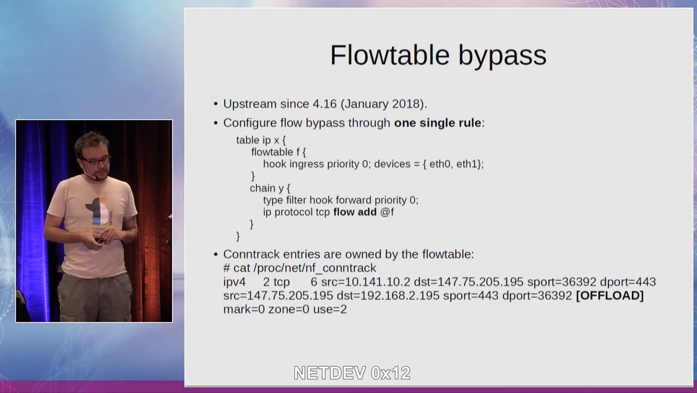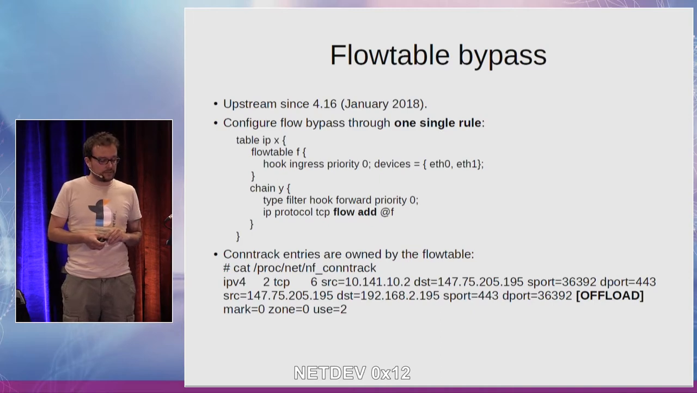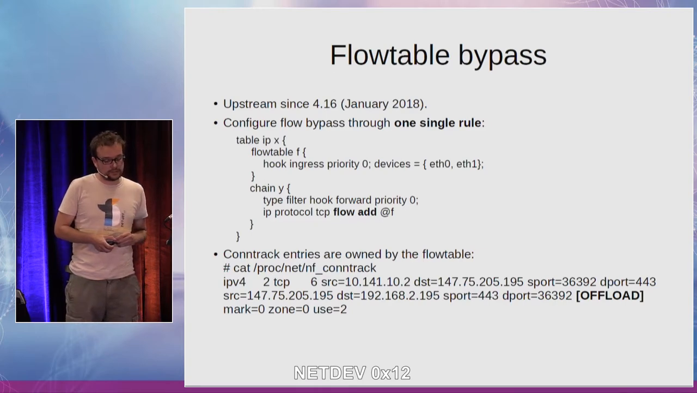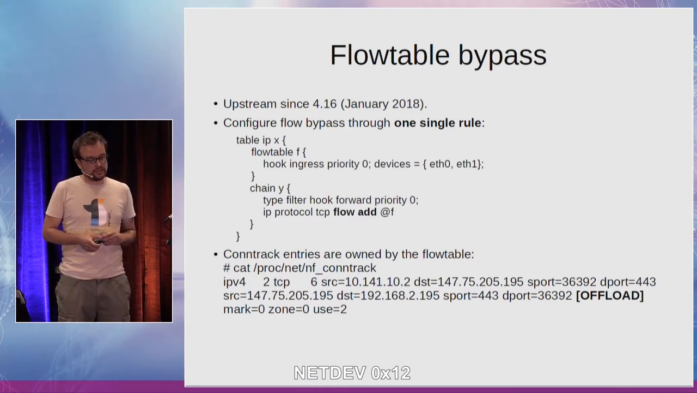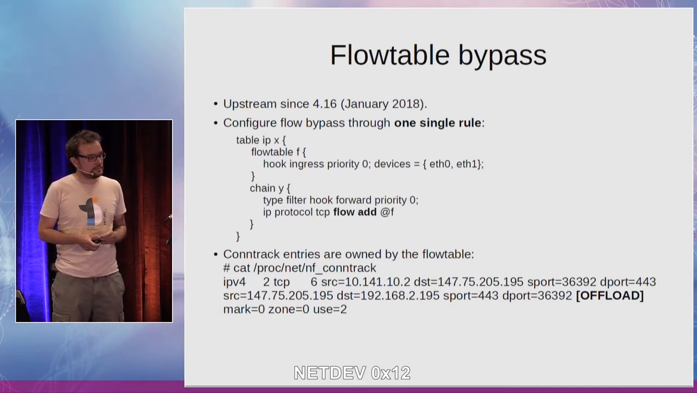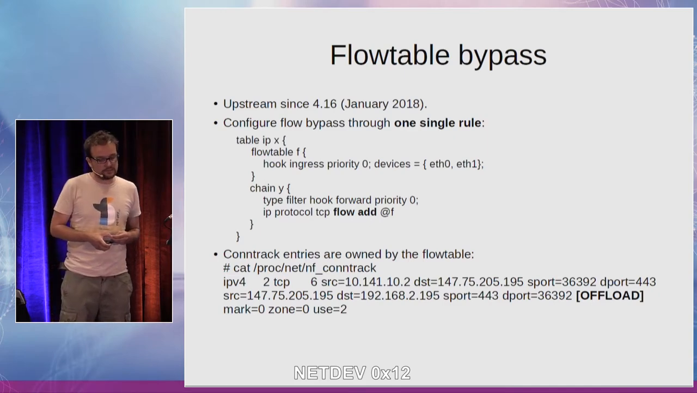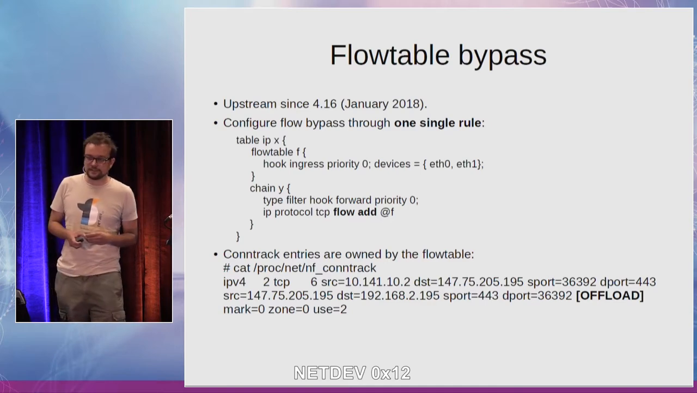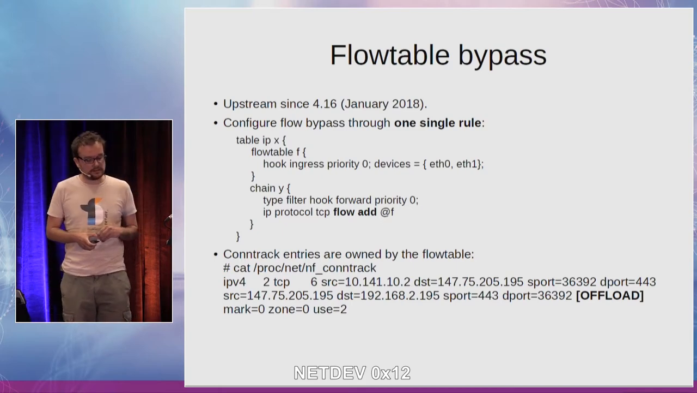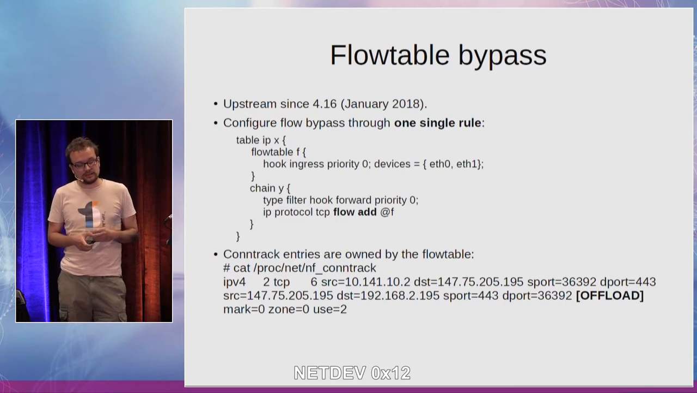So there you define a flow table F, and for that flow table F you have to specify where to hook it. It's going to be at the ingress, so far the only hook that we support for it. And then priority allows you to, in case you have a filter chain in nftables to filter traffic from ingress, place that chain before the flow table. And then you have to specify what interfaces are going to be bound to this flow table, just eth0 and eth1. Simple configuration, and then from the chain we are going to specify that TCP packets are going to be added to this flow table.